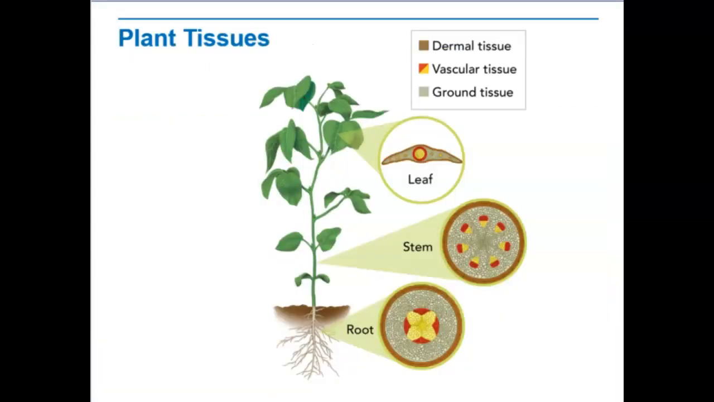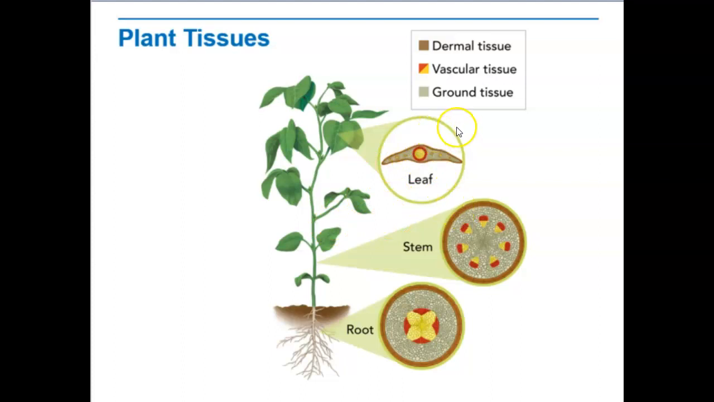All right, so plant tissues, you have a couple different types. You have dermal, vascular, and ground tissue. So these tissues kind of interlace and they intertwine, right? They're found in different places, and they help to transport water and nutrients and other things that the plants need.